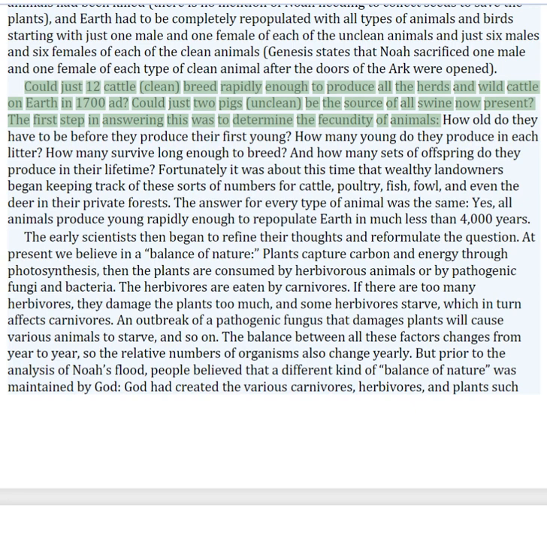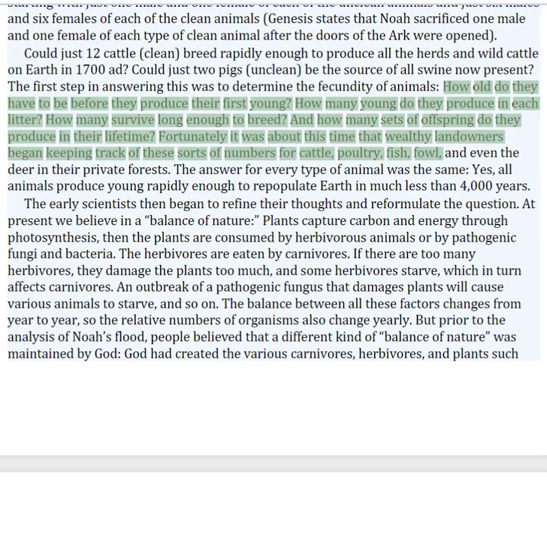The first step in answering this was to determine the fecundity of animals. How old do they have to be before they produce their first young? How many young do they produce in each litter? How many survive long enough to breed? And how many sets of offspring do they produce in their lifetime?